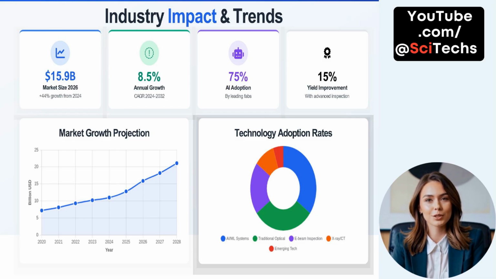The market growth chart reflects this upward trajectory, with a steady climb from $7 billion in 2020 to over $20 billion projected by 2028. Meanwhile, the donut chart shows AI, ML, and E-beam inspection leading in technology adoption, followed by traditional optical systems, X-ray, CT, and emerging tech.